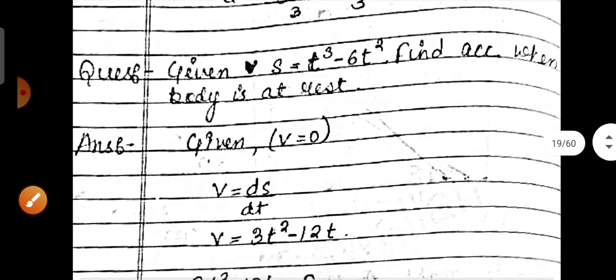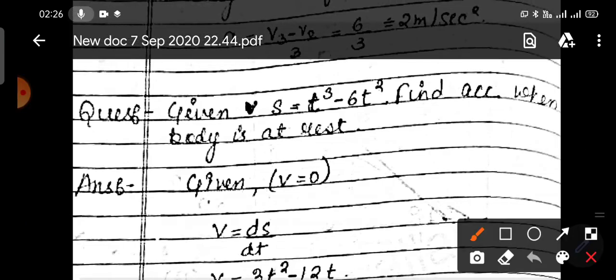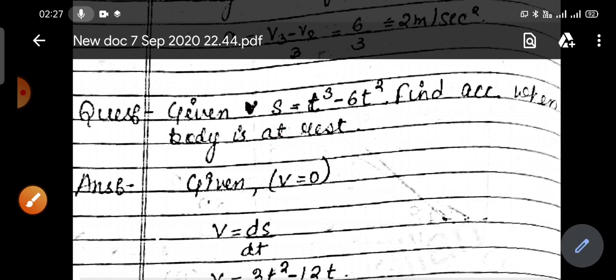Now the second question is, given s means displacement is given. Displacement is t cube minus 6t square. Find the acceleration when the body is at rest. So when the body is at rest, at that time velocity must be 0. Correct? So first, from this displacement equation, we will find out the velocity. After that we will say that velocity is equals to 0 since the body is at rest. So from there we will find out the time.